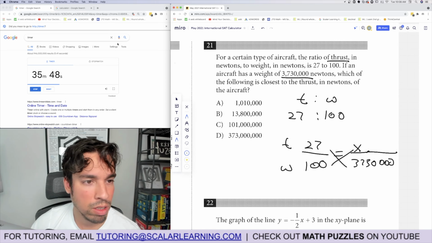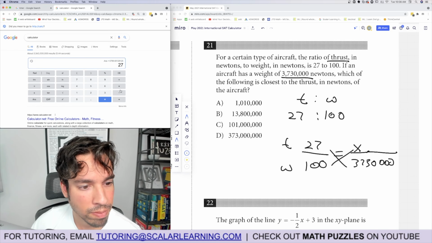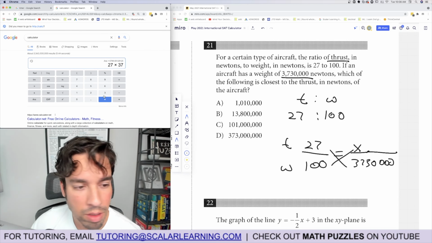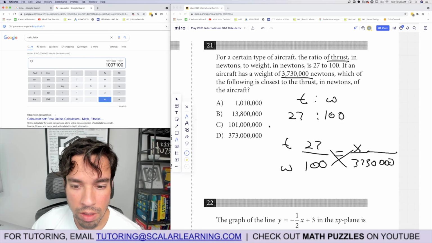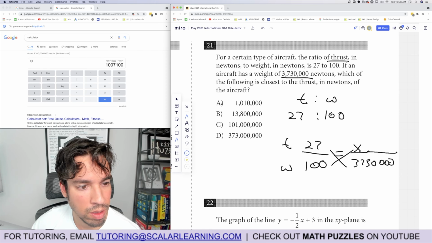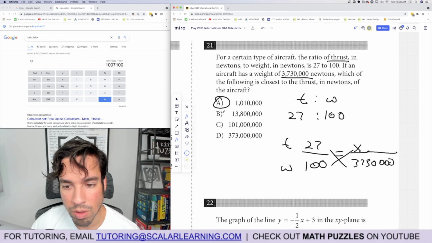Boom, boom. Let's use the calculator. 27 times 3730, divided by 100, is 1,007,000. Okay, I guess it's this one.